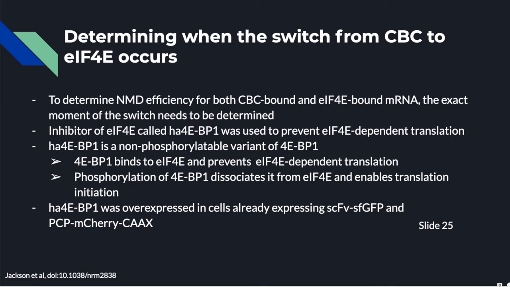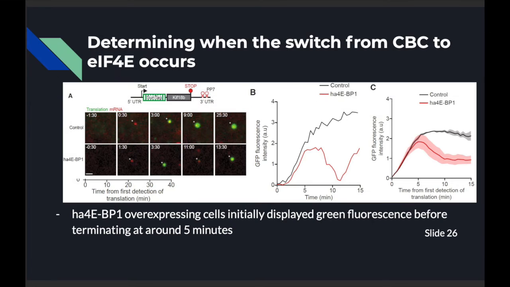The authors overexpressed HA4EBP1 in cells from before that were expressing SCFP, SFGFP, PCP-mCherry-CAAX, and then observed the fluorescence. They saw that the control cells stably displayed a greenish yellow fluorescent signal throughout the entire experiment. Meanwhile, the cells overexpressing HA4EBP1 displayed kinetics similar to the control before the translation initiation was significantly reduced or terminated around the 5-minute mark, which is shown by the appearance of red fluorescence.